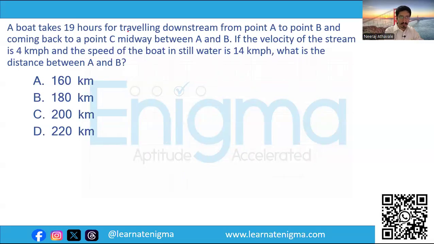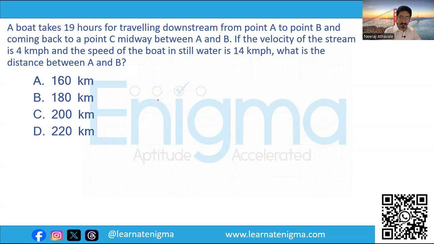A boat takes 19 hours for traveling downstream from point A to point B and coming back to point C midway between A and B. If the velocity of the stream is 4 kilometers per hour and the speed of the boat in still water is 14 kilometers per hour, what is the distance between A and B?